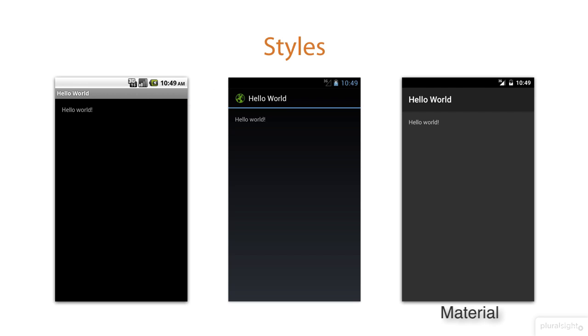On the right is Material Design. It was introduced in version 21 Lollipop. In Material Design, we no longer show the app icon in the title bar. Also, the title bar becomes taller.